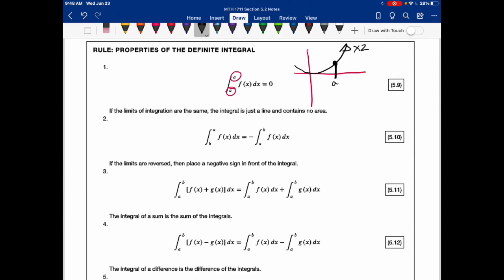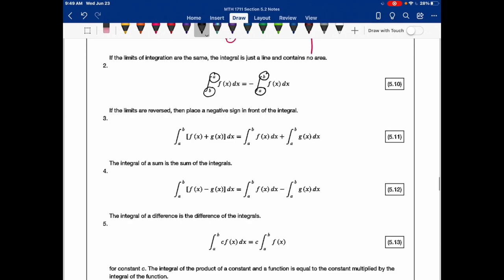The second property says if the limits are reversed, then the sign of the integral gets swapped. So notice the limits of the integration in the first integral here is from b to a. If I switch the order of those and go from a to b, then I just have to put a negative sign in front of that integral. The sign just gets reversed.